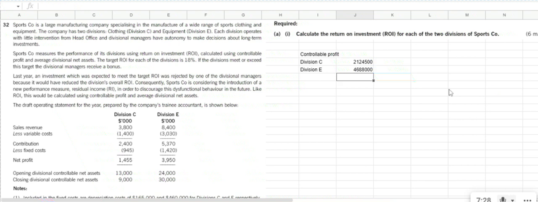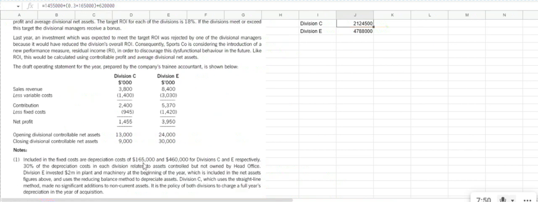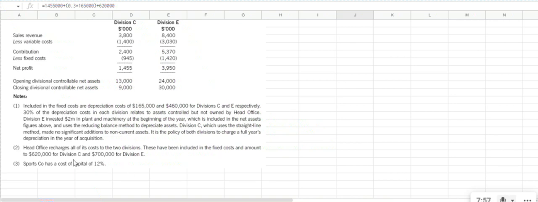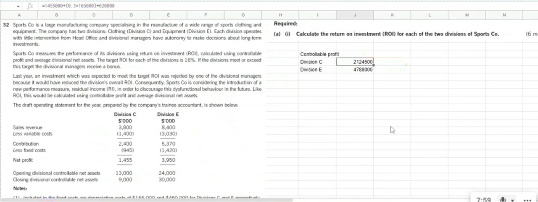So there we go. One typing error here. This should be 3950. Right. And this is 1455. And this is of 165,000. So we can make mistakes here. So let's just go through it one more time. 620,000. So that's 620,000.